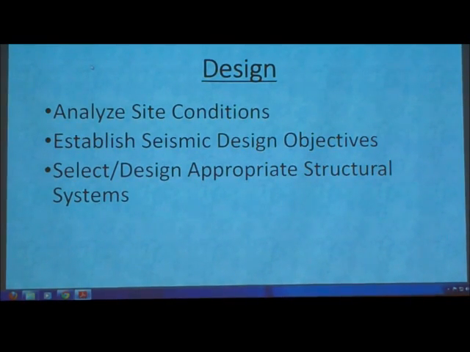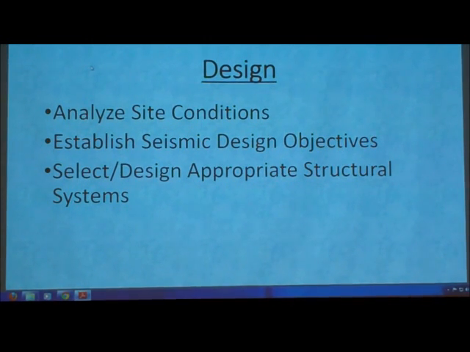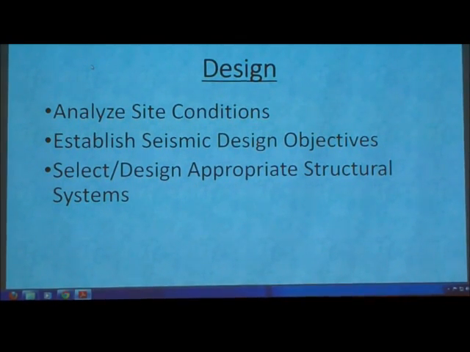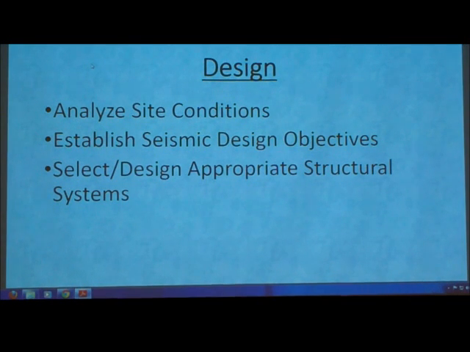Design. The 3 steps you go about when you're designing is, first, you analyze the site conditions. You look at the soil. You look at if there's any type of utility connection anywhere. You want to analyze that so you know what area you are working with. And then you want to establish seismic design objectives, as far as are you trying to be A, B, C, or D, so you can go from there. And then lastly, you want to select and design the appropriate structural systems by choosing the best material and going about doing the best and most optimal design.